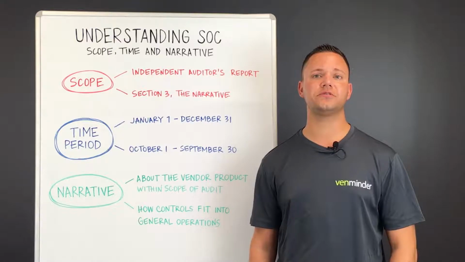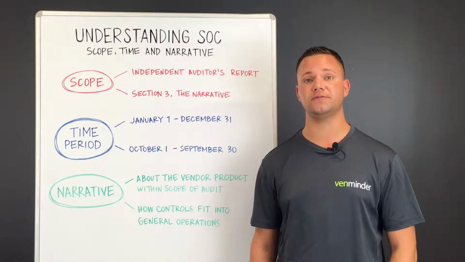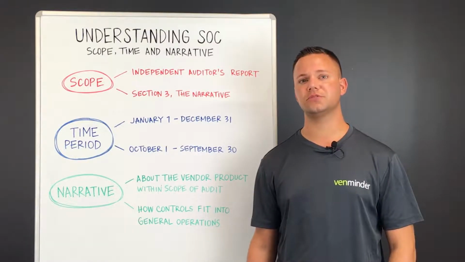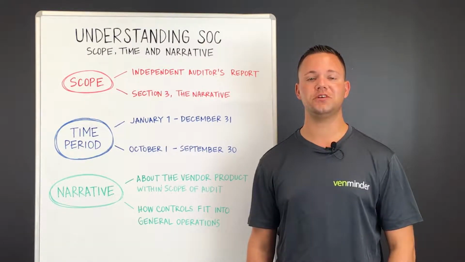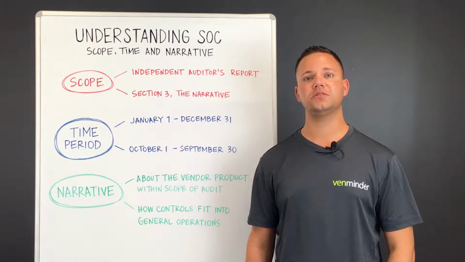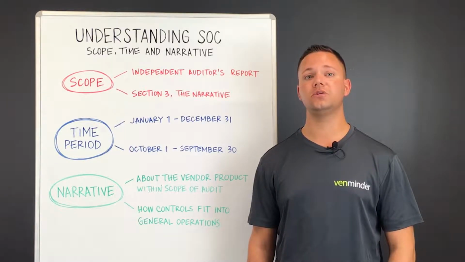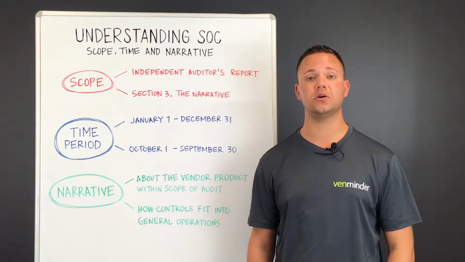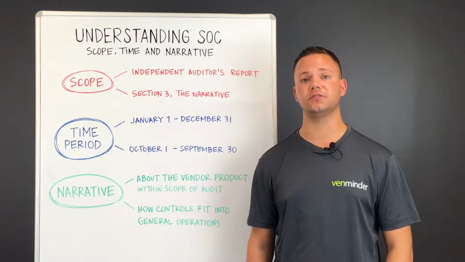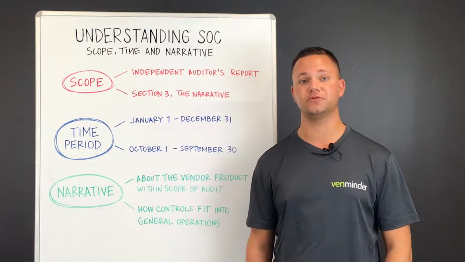The second place to look for the audit scope is within section 3 of the report, the narrative. The typical section heading is scope of report. This will give you a more in-depth explanation of the scope. You also want to determine what type of SOC report it is, and if it's a SOC 2, what trust service principles were in scope. Types of SOC reports are covered in depth in another Third Party Thursday video titled 5 Types of Vendor SOC Reports.